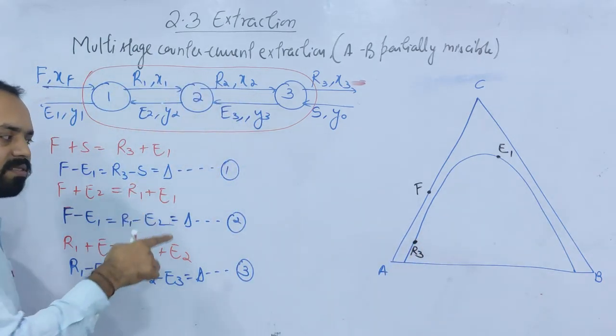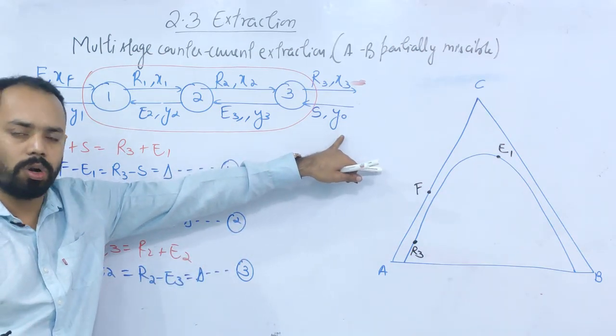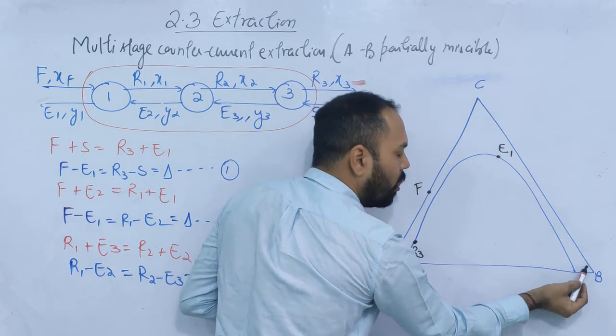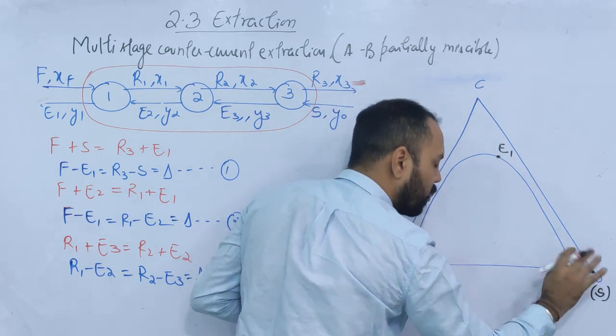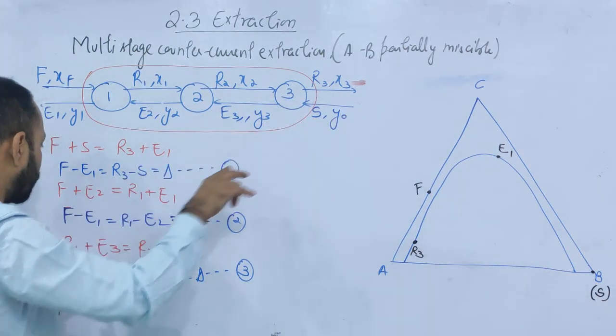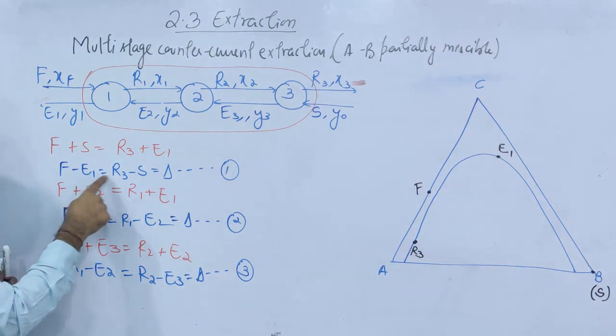And where is S? S is the solvent. Now it depends upon whether you are using pure solvent or not. If you are not using pure solvent, then S must lie somewhere here. Let me take pure solvent. So my point S is this. So S and B, they are the same. Fine. Now, if you see that concept and the equation, which 2 lines do we have to join? F minus E1 is equal to delta.